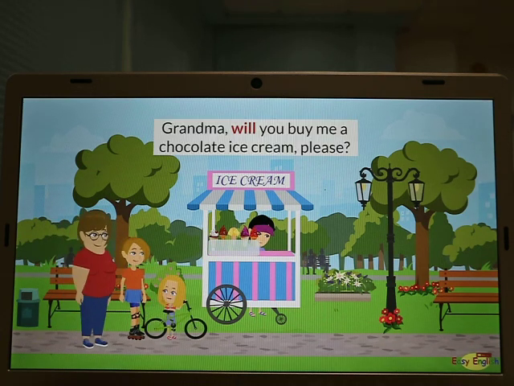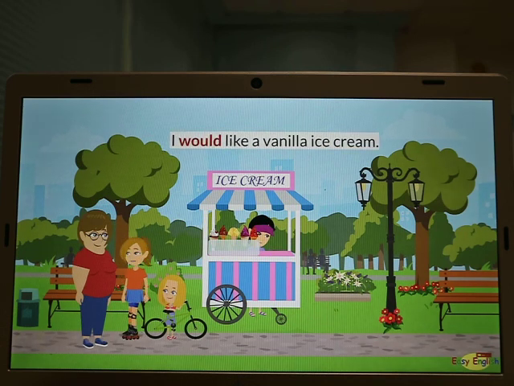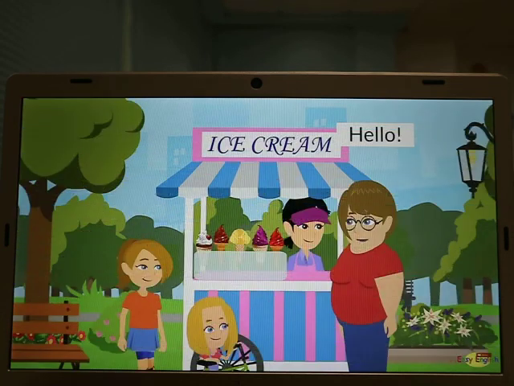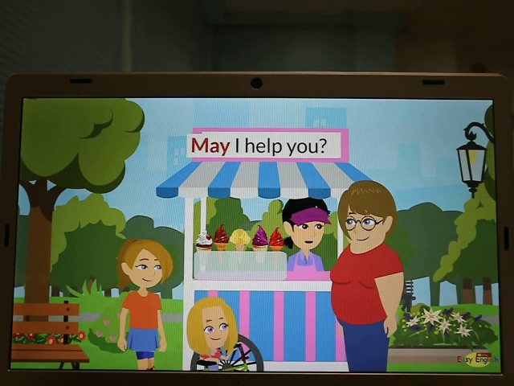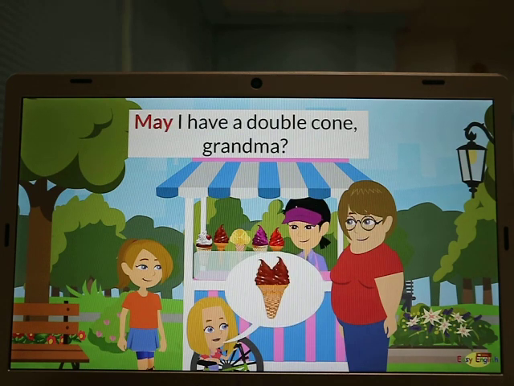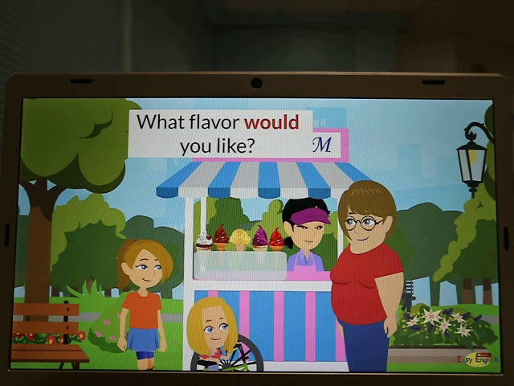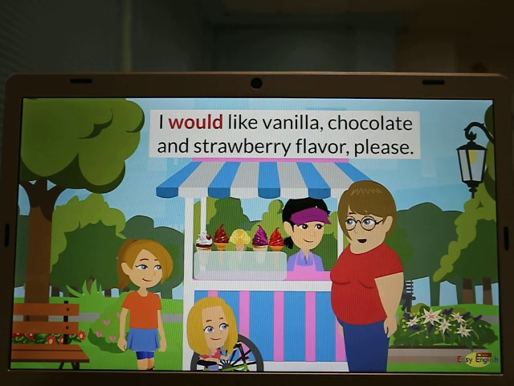Grandma, will you buy me a chocolate ice cream, please? Yes, of course. I would like a vanilla ice cream. Hello. May I help you? I would like 3 single cones of ice cream, please. May I have a double cone, Grandma? You shouldn't eat so much, because you can get a sore throat. What flavor would you like? I would like vanilla, chocolate, and strawberry flavor, please.